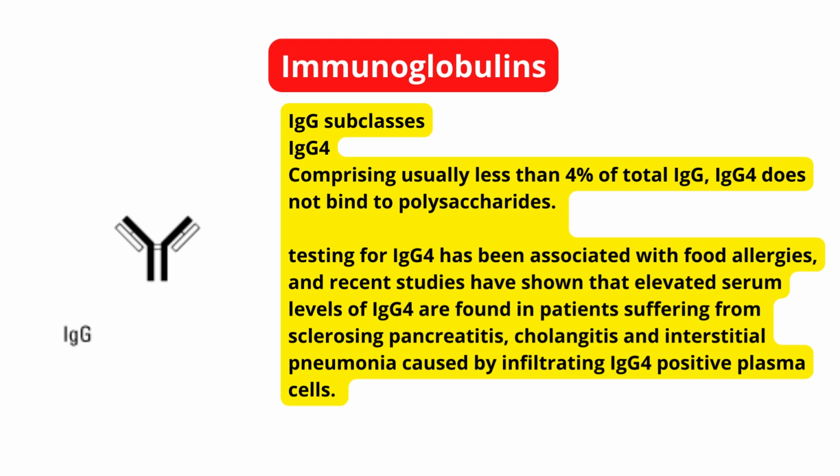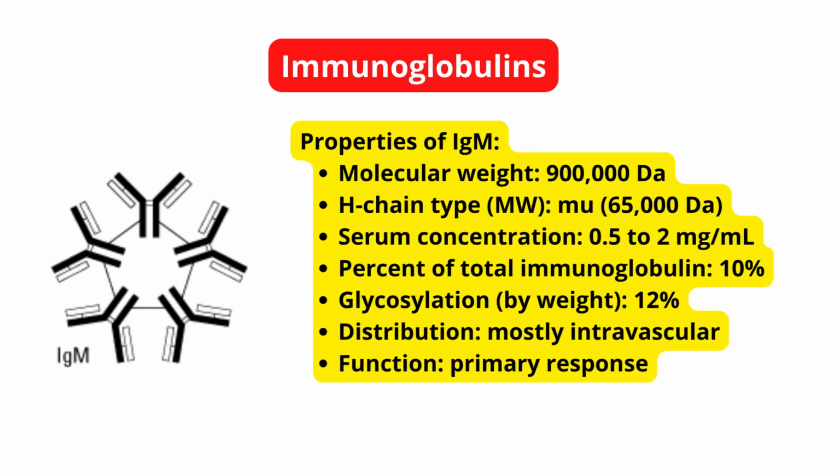The fourth subclass of IgG is IgG4, comprising usually less than 4% of total IgG. IgG4 does not bind to polysaccharides. Testing for IgG4 has been associated with food allergies, and recent studies have shown that elevated serum levels of IgG4 are found in patients suffering from sclerosing pancreatitis, cholangitis and interstitial pneumonia caused by infiltrating IgG4 positive plasma cells.